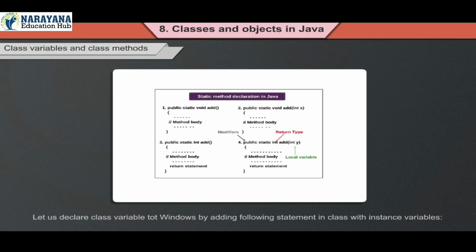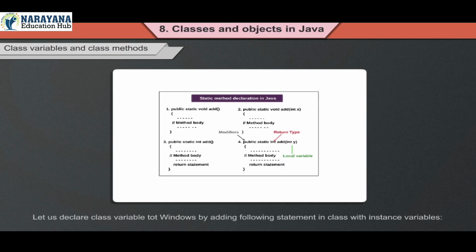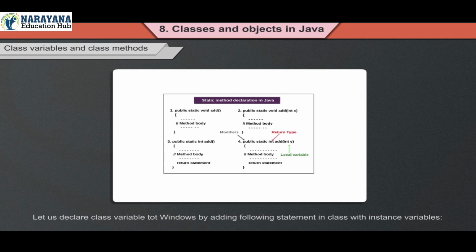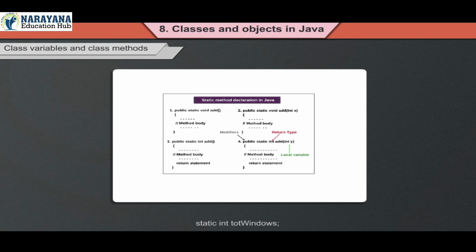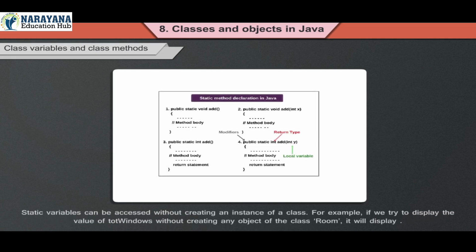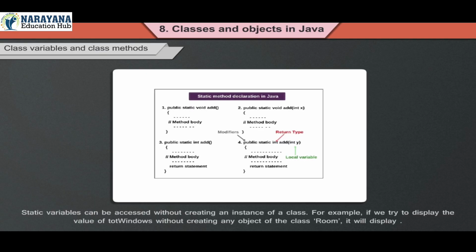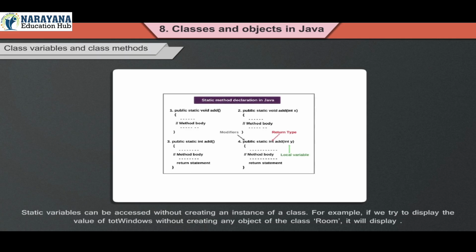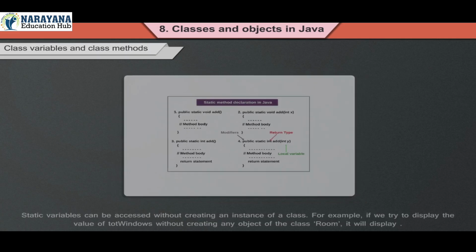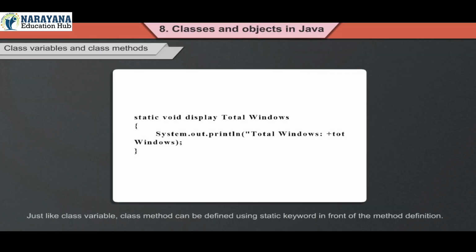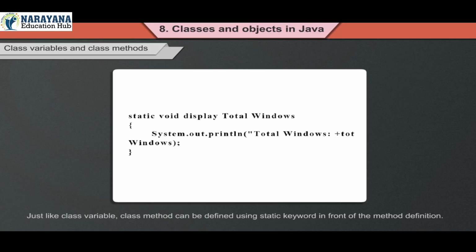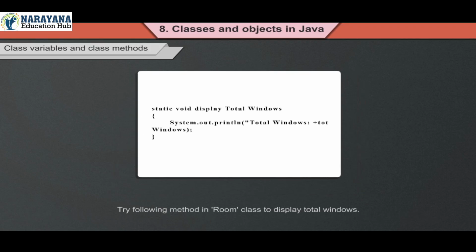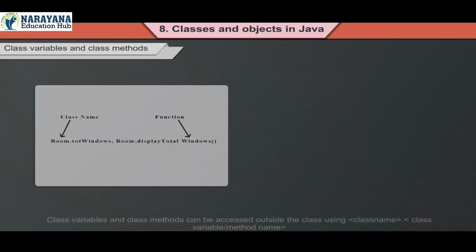Let us declare the class variable totalWindows by adding the following statement in the class with the instance variables: static int totalWindows. Static variables can be accessed without creating an instance of a class. For example, if we try to display the value of totalWindows without creating any object of the class Room, it will display. Just like a class variable, a class method can be defined using the static keyword in front of the method definition. Try the following method in the Room class to display total windows.